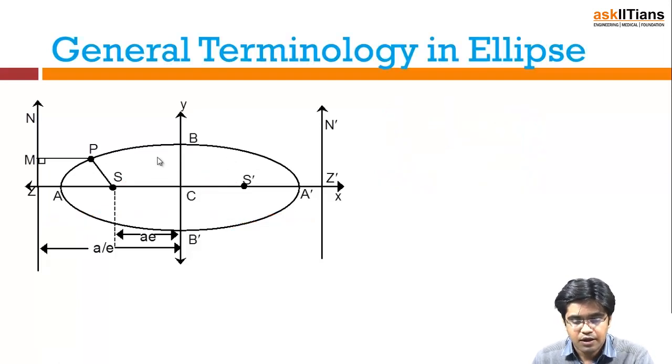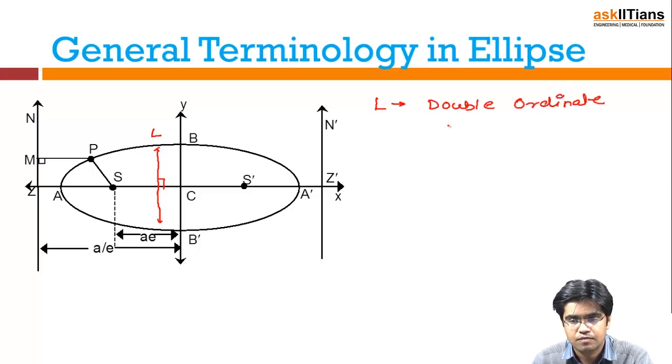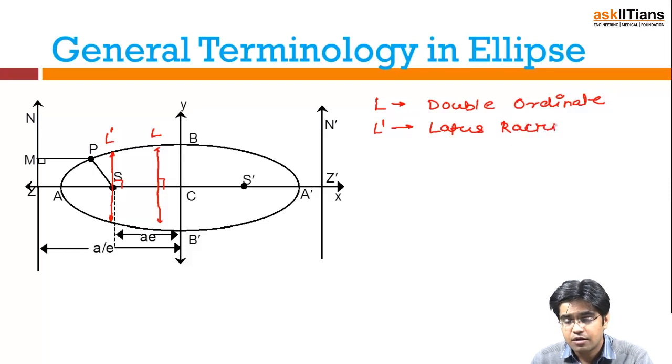If we move, there are two more things that I can draw. First thing is any line that is perpendicular to your major axis. If this line, let's say L, is perpendicular to your major axis, then L is called a double ordinate. But if this L, which is perpendicular to the axis, passes through any of the foci, let's name it L dash, then L dash will be the latus rectum. So what is the latus rectum? A latus rectum is a double ordinate that is passing through a focus.